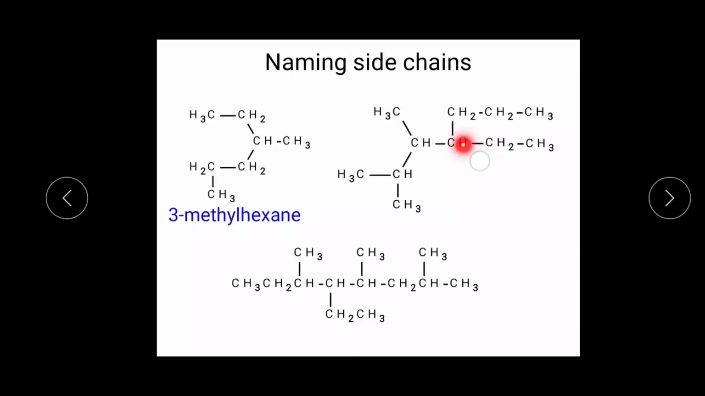If we're going to name it this way, there are only 6 carbons. But if we're going to name it this way, there are 7 carbons, or that is heptane. The longest chain, the parent chain or the main chain, is heptane. And now we're going to name the side chains. We have 3 side chains.